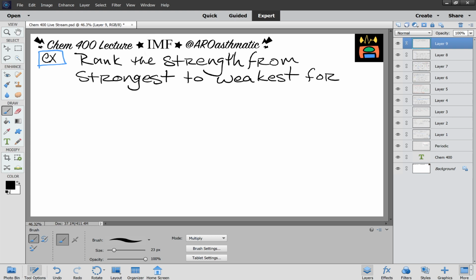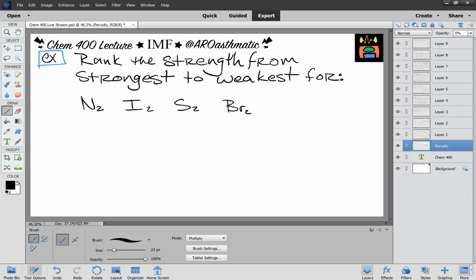So, if I asked you to rank the following molecules from strongest to weakest, and I give you N2, and I give you I2, and I give you S2, and Br2. All right, I want you to rank these from strongest one to the weakest one. You look at where these things land on the periodic table.